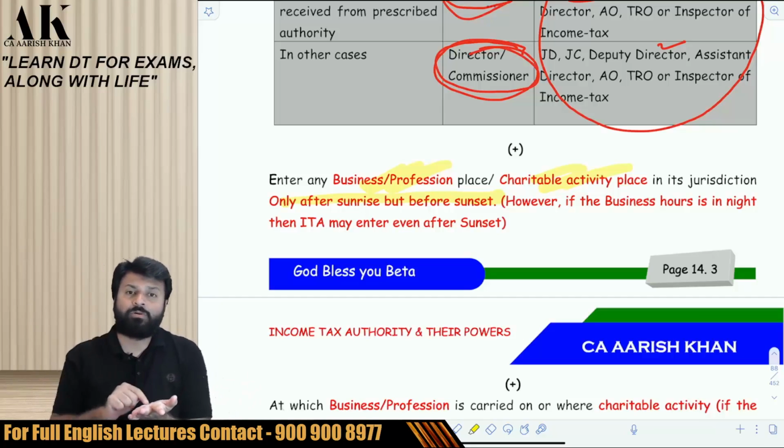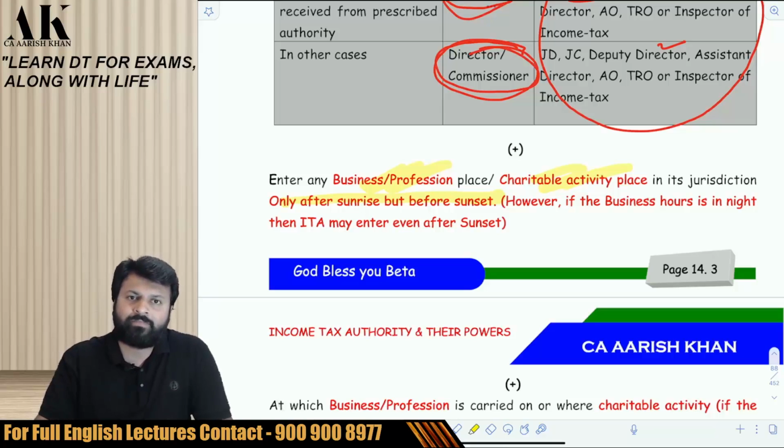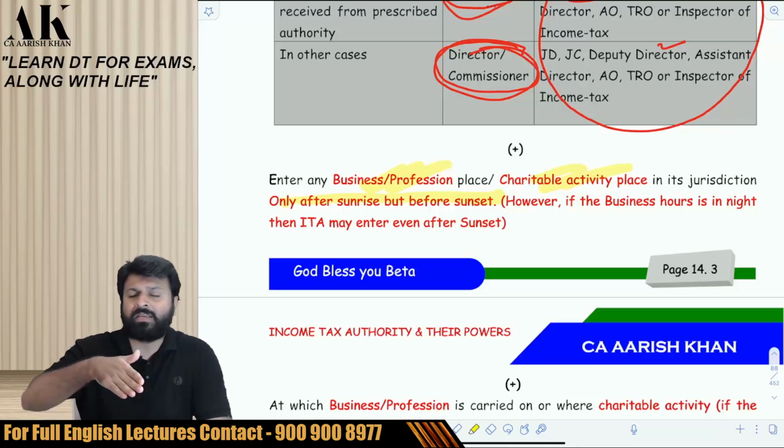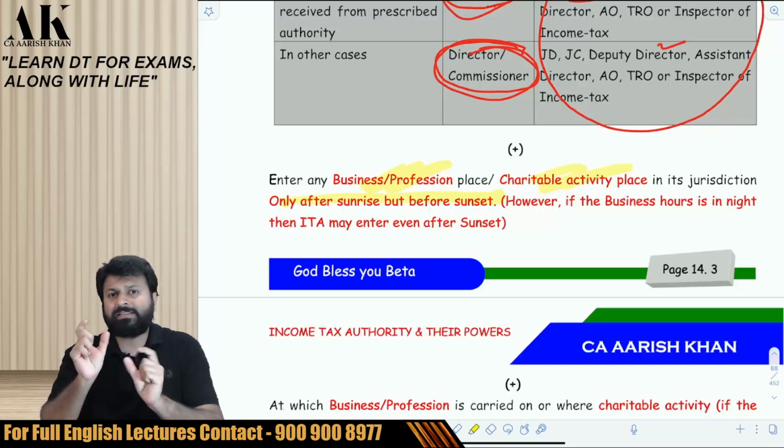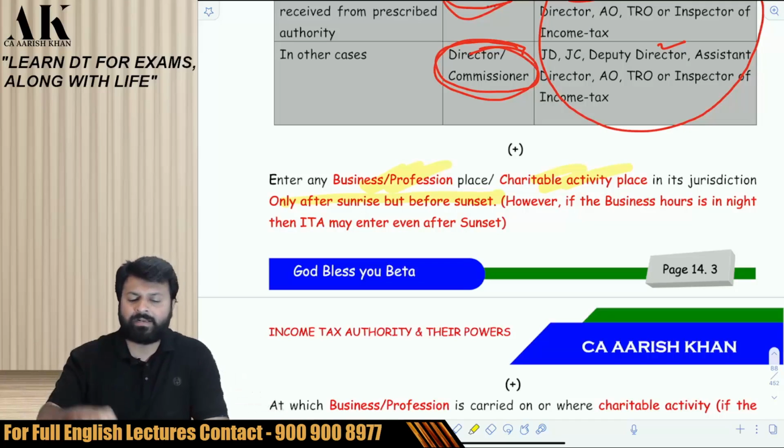But there is one exception to that. If the business hours of the assessee are in the night, suppose the assessee is a call center, and the business hours are 8 p.m. in the evening to 5 a.m. in the morning, then at that time there is no sunrise. So in that case, there is an exception that they can enter the place and do the survey.